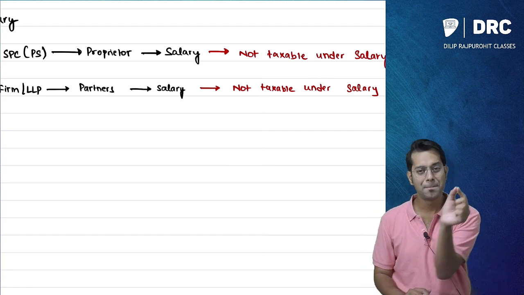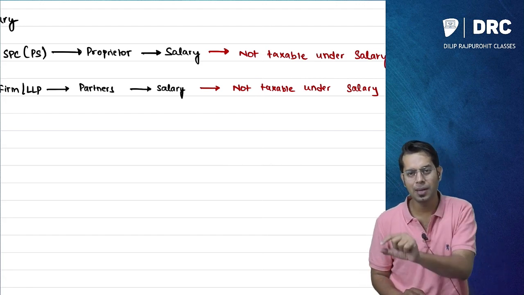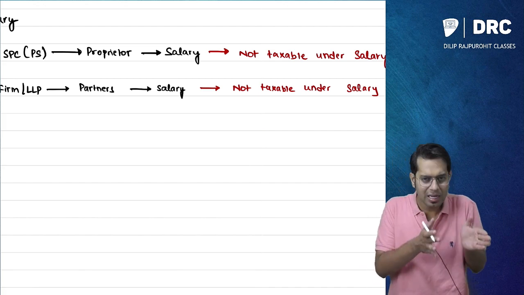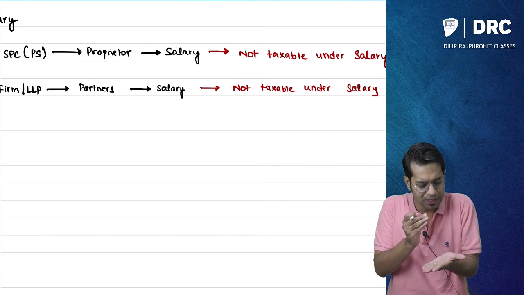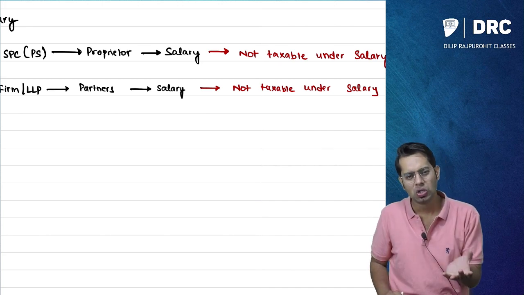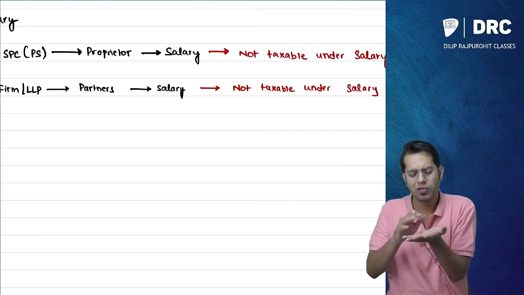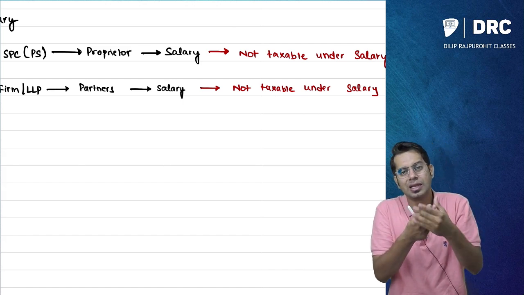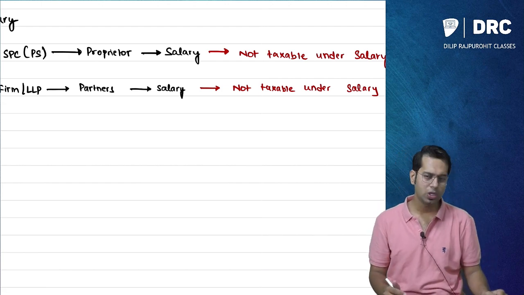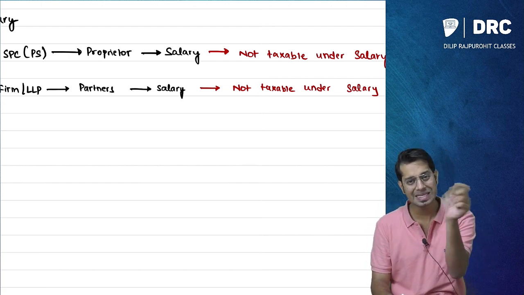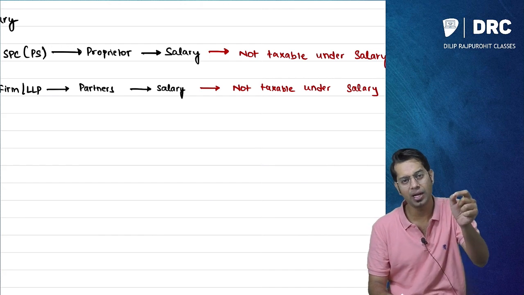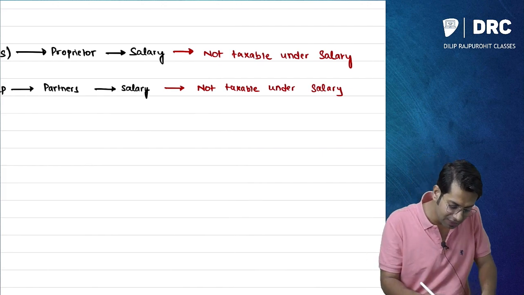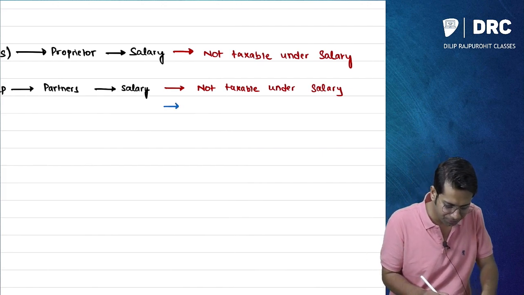Now, please understand. Partner means what, sir? Partner basically means you are part owner of that particular business. So if there is a partnership firm consisting of three partners, that means all these people are the owners of that business. So any salary paid by a partnership firm to a partner will not be taxable under the head salary, but it will be taxable under the head PGBP.